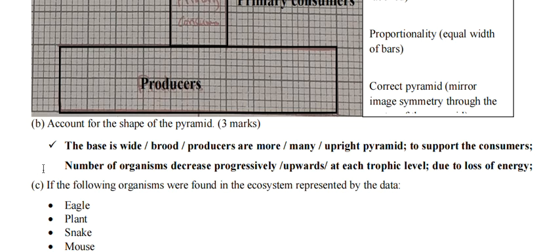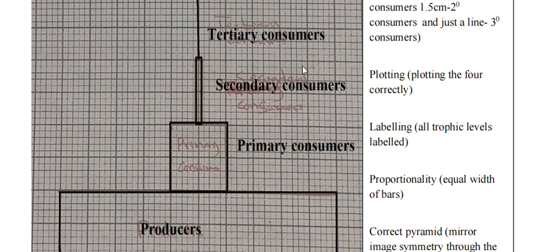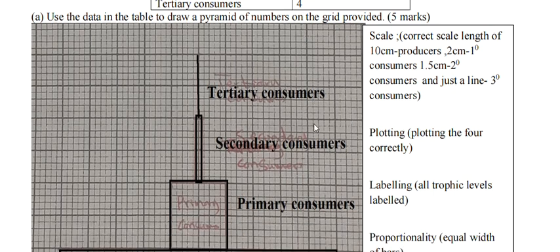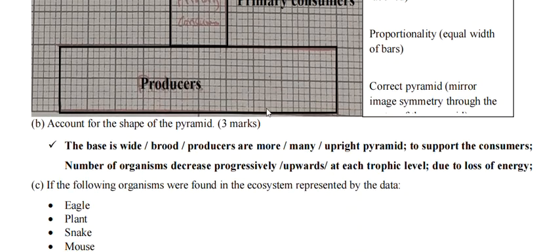And the reason is the number of organisms decreases progressively upwards at each trophic level due to loss of energy. As you can see, the number of organisms is decreasing, that is from 1,000 to 200 to 30 to 4. It is due to loss of energy, and thus those organisms become fewer as you move up the trophic level.